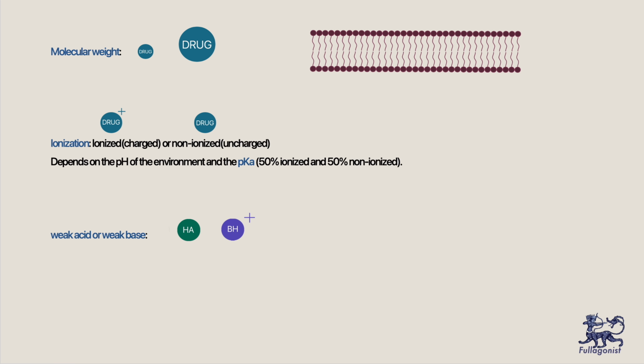Drugs have small or large molecular weight. Small molecular weight drugs are more likely to cross the lipid membranes than the large ones. Drugs are either a weak acid or a weak base, and they exist in charged or uncharged form. The drug's ionization depends on the environment's pH and the pKa. A pKa is the pH at which the drug is 50% ionized and 50% non-ionized.